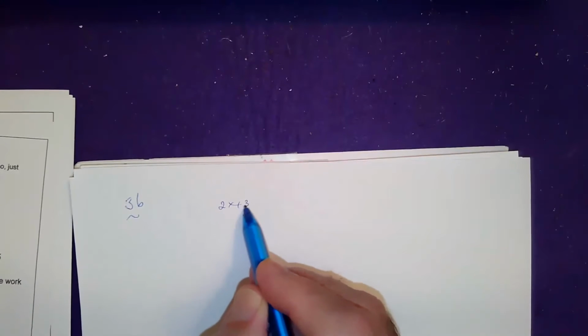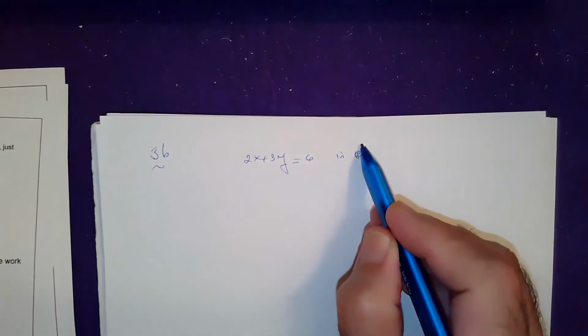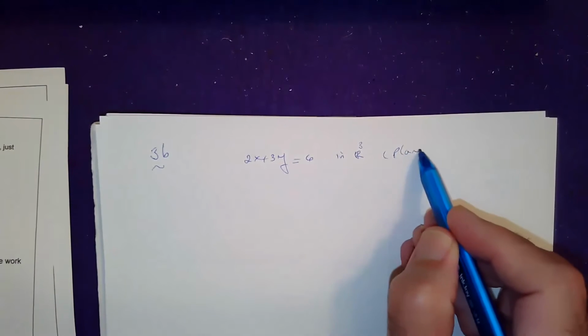3B: 2x plus 3y is equal to 6. Because this is a linear equation in two variables, but we're trying to graph this in R3, you and I, we know the graph is a plane.